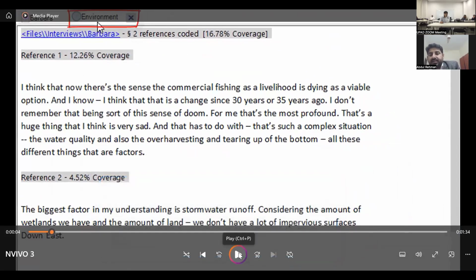So this is the stage of revisiting the themes. Like we have identified different themes, now we revisit them, and again, like you can see reference 4.52 coverage. This is talking about environment degradation. This is talking about fishing. This is talking about water.